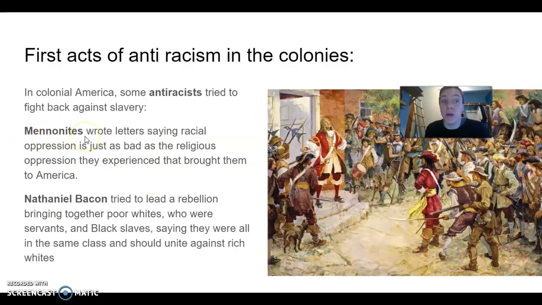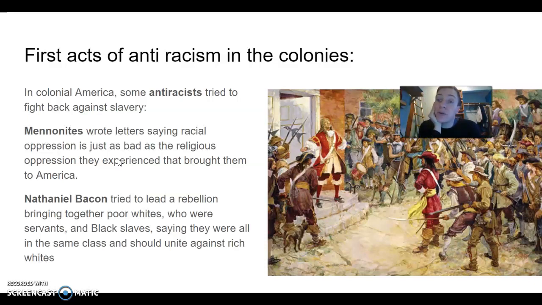First one is a group of Mennonites, who are a group that's similar to Quakers in some ways, like wanting more of a simple life, some lifestyle rules, and they actually wrote letters against slavery, saying that racial oppression is just as bad as the religious oppression that they experienced that brought them to America. So this is one of the first documented cases of people speaking out against slavery who weren't themselves slaves.